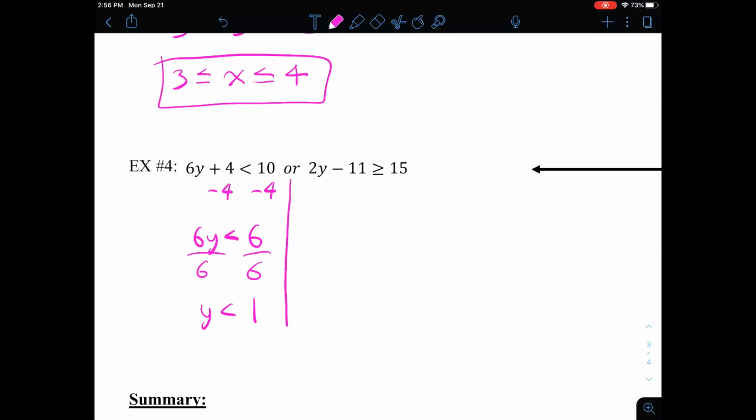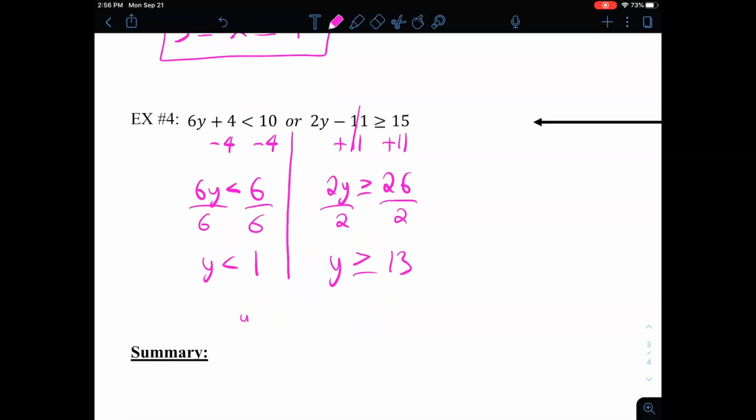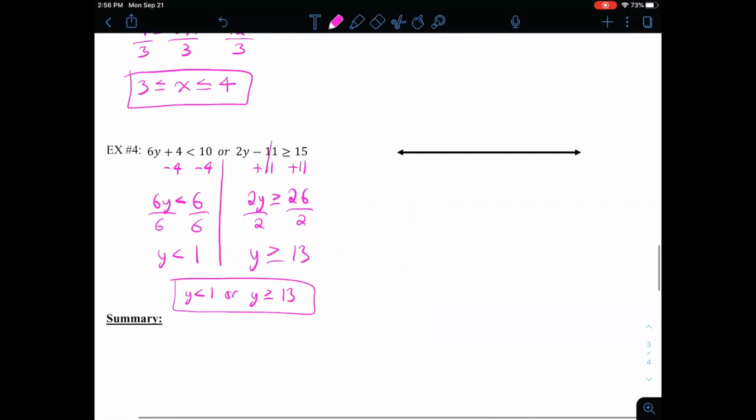Other one, we got 2y minus 11 is greater than or equal to 15. We're going to do what first? We're going to add 11. Get 2y is greater than or equal to what? 26. Divide by 2. We need to flip the inequality or no? We didn't. We divided, but we didn't divide by a negative, right? Or multiply by a negative. So we have y is less than 1, or y is greater than or equal to 13. It's "or" those things. All right, cool.